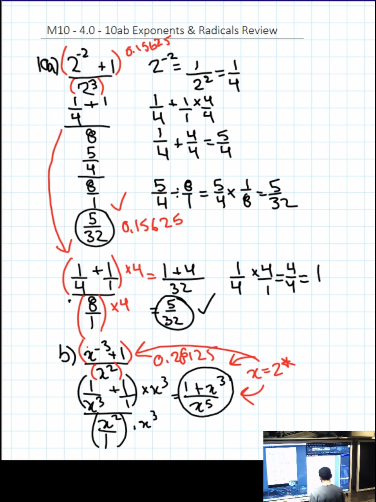Then I'm going to put it into the answer. So that's going to be 1 plus 2 cubed. 2 cubed is 8. 1 plus 8 is 9. 2 to the 5 is 32, and 9 divided by 32 is also equal to 0.28125. So we can check our answer. Sorry about that, I got a little bit confused.